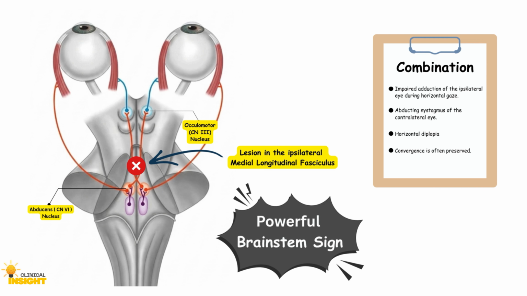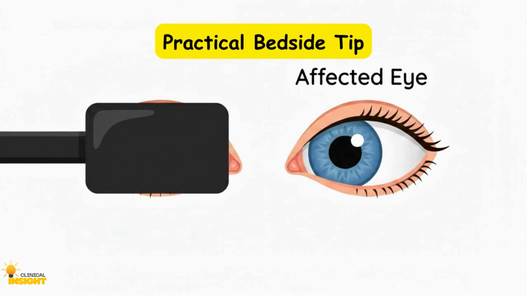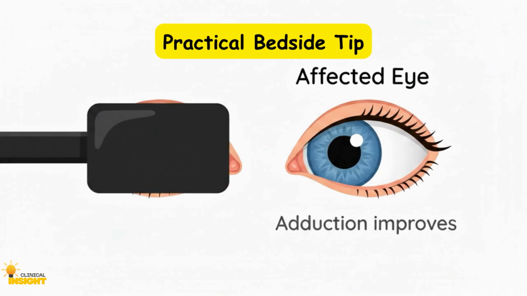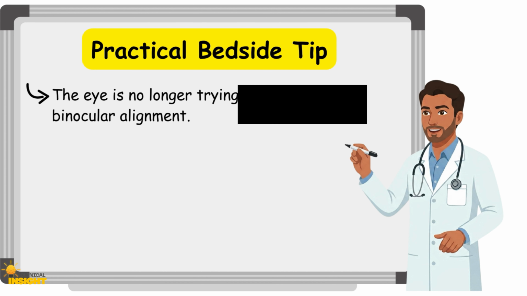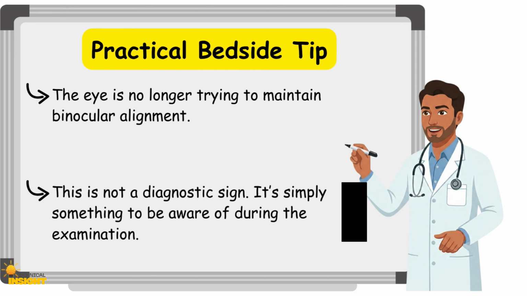One practical bedside tip: covering the affected eye can sometimes make adduction appear better. This happens because the eye is no longer trying to maintain binocular alignment. However, this is not a diagnostic sign. It's simply something to be aware of during the examination.